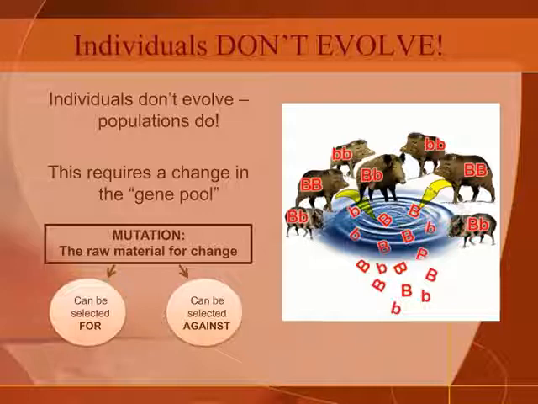Going back to your graphic organizer, mutation is the raw material for a change in the gene pool. Sometimes a mutation is good, and it can be selected for. Organisms who have that mutation would be at an advantage. Sometimes a mutation is not good. It can be selected against. Individuals with that mutation would not have an advantage. Make sure you filled in the blanks on your graphic organizer.